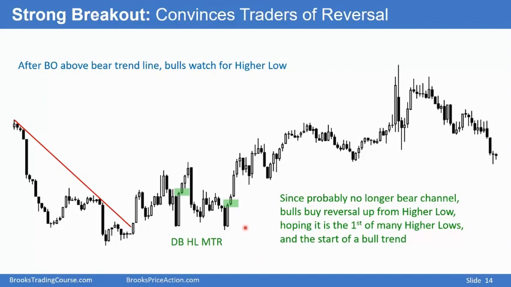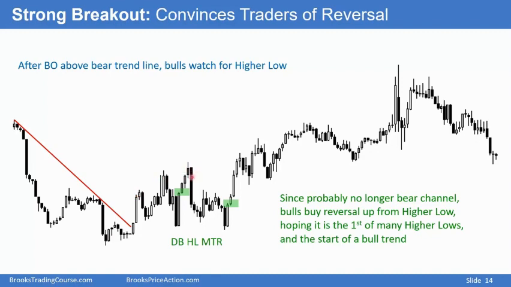It could be a trading range. It is a trading range, but it could also lead to a bull trend. The bulls buy, knowing that it might simply be a trading range, or it might be a bull trend. They're hoping that the reversal up leads to the first of many higher lows. This low is above the bear trend low, just as this low is above the bear trend low. This led to a wedge, basically an expanding triangle, 1, 2, 3.